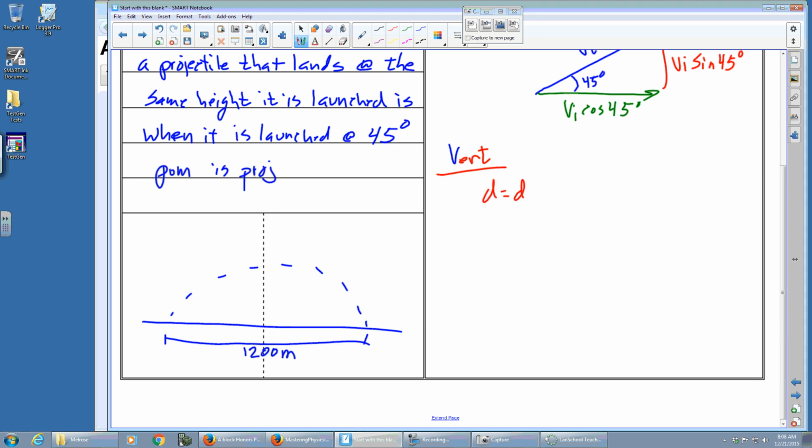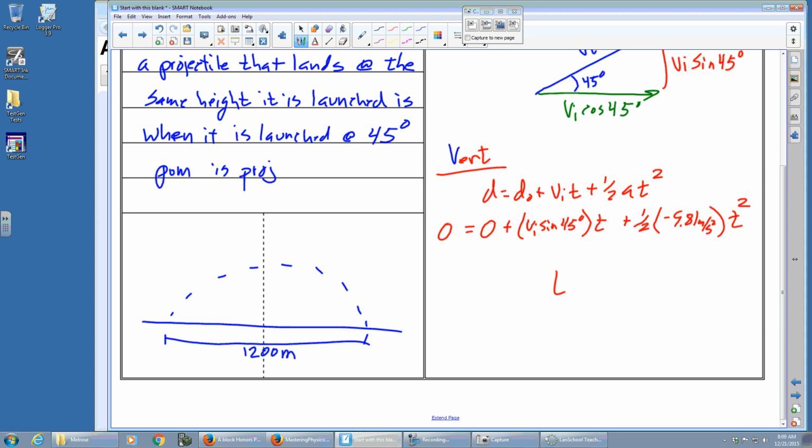D equals D naught plus V initial T plus 1/2 A T squared. Let's see, the height that it lands at, 0. The height it starts at, 0. Its initial velocity, positive VI sine 45 degrees, T plus 1/2 the projectile, so negative 9.81 meters per second squared, T squared. Solve for T.